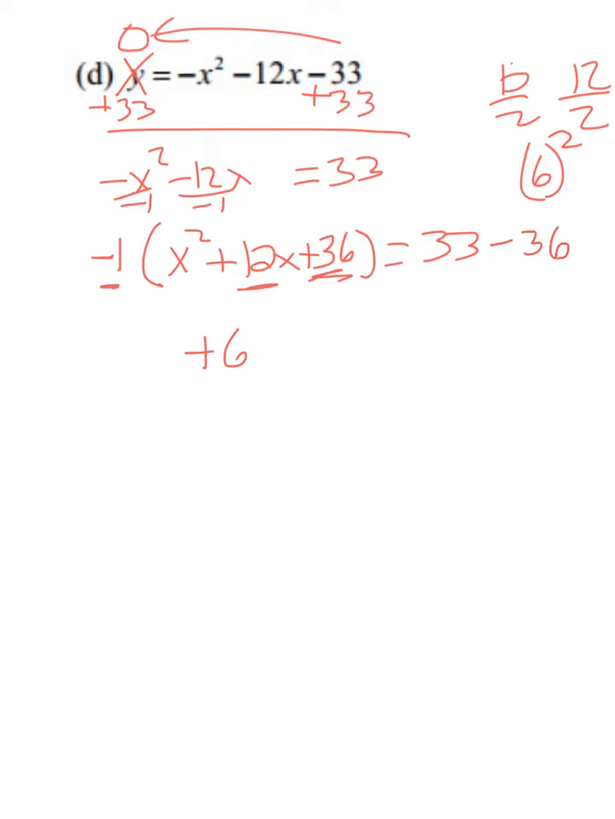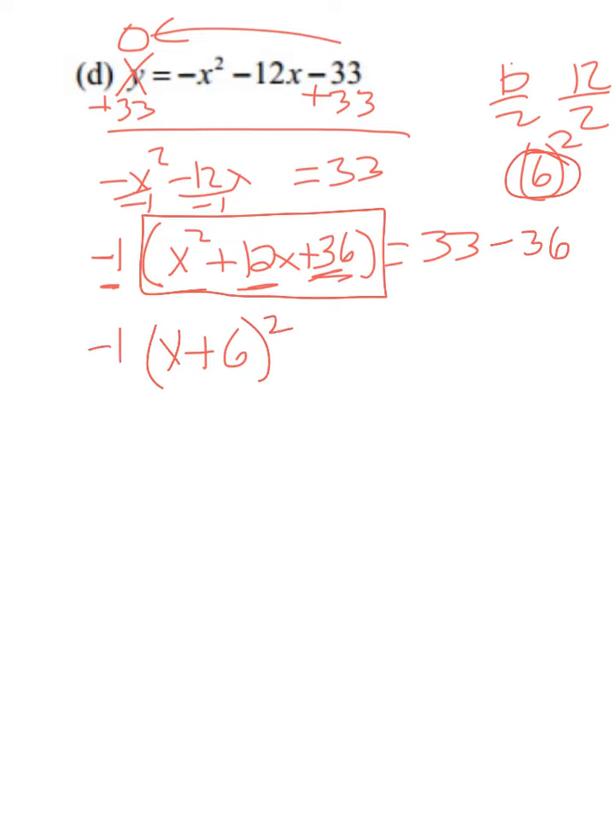Next step, I already started doing it. Once again, if you want to use your AC method on this and factor it, you will get x plus 6 and x plus 6. I like to write it ahead of time with that 6 from way back here after I did b divided by 2. I throw it with an x in front of it in parentheses and square it. Do not lose that -1 that's out in front. And that, of course, is going to equal, well, what's 33 minus 36? A -3. That's completing the square.